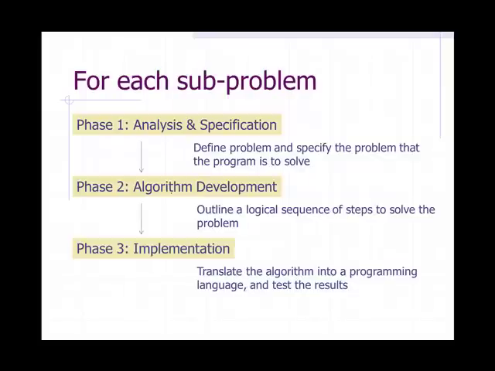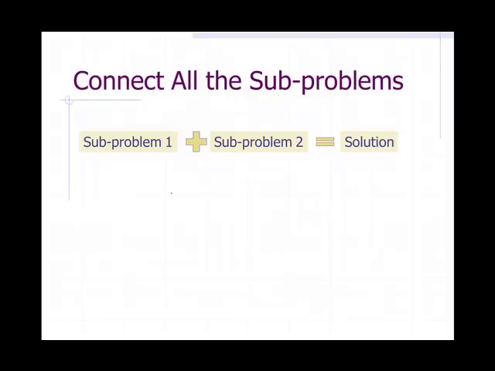After the algorithm is developed, you need to translate that algorithm into a programming language and then test the result. So if you wrote the algorithm on paper, maybe you write a solution in C++. Maybe you write it in Java. Maybe you write it in Python. Maybe you write it in PHP. It doesn't matter the language. It's just that you take the algorithm and translate it into a language that a computer can understand. And if it doesn't work, you just repeat the process over and over again until it does work. Now, once you've got all the sub-problems solved, you add them all together and you get one solution.